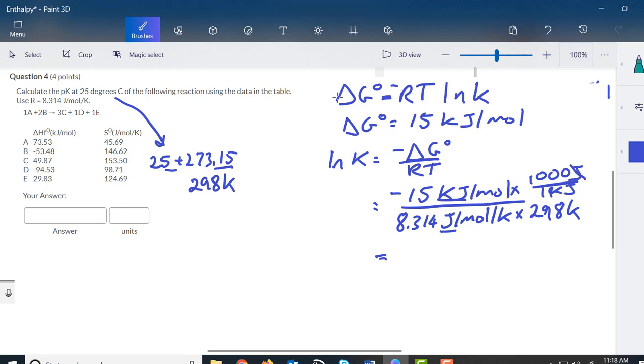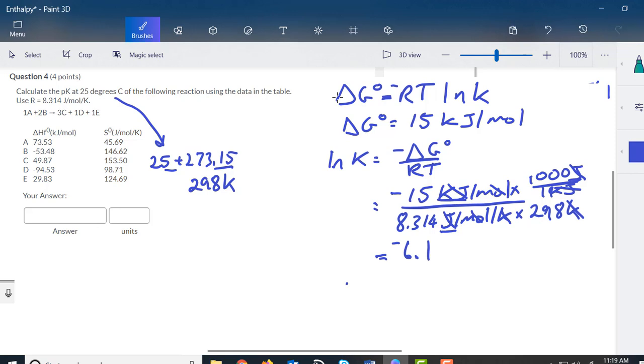Now what's going to happen is the joules will cancel, the moles will cancel, the kilojoules will cancel as well, and the kelvins will cancel, and we'll end up with something that doesn't have any units, which is generally the case with a natural log of something. So the ln K here is going to come out to be negative 6.1. Is our final answer there for natural log of K.